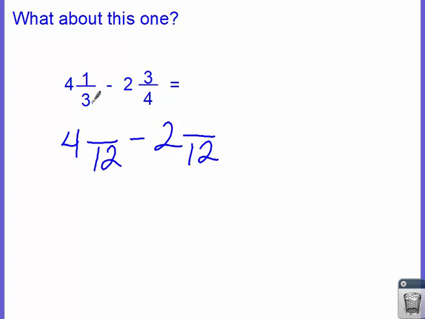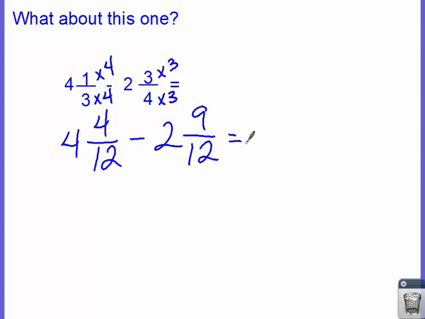So what did I do to the 3? Multiplied by 4. So I multiply the 1 by 4. What did I do to the 4? Times 3. So times 3, you get 9. Now our problem arises when we have 4 take away 9. Well, we can't do that. 4 take away 9 does not work.